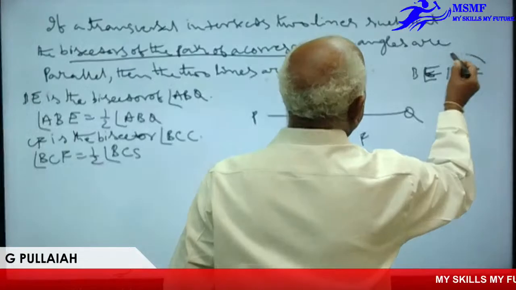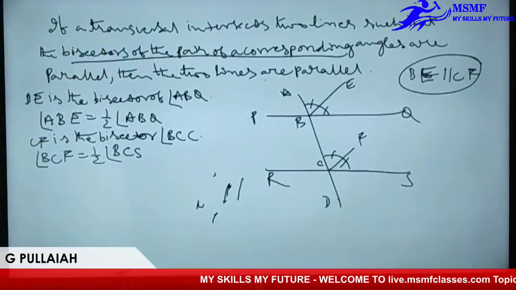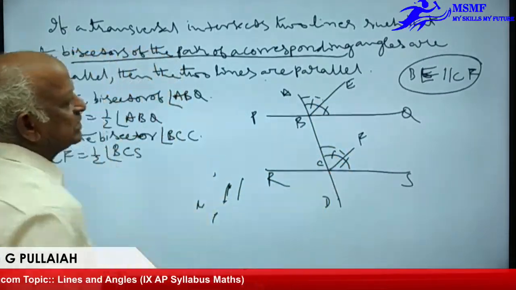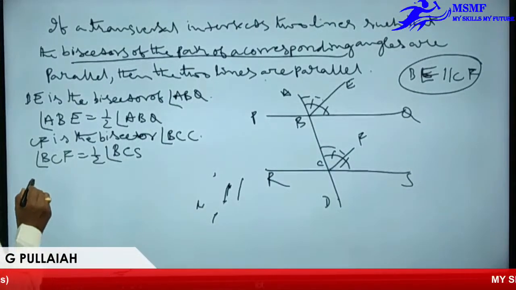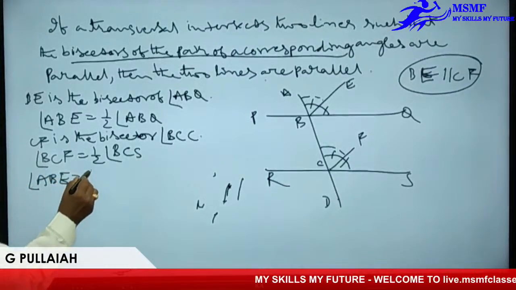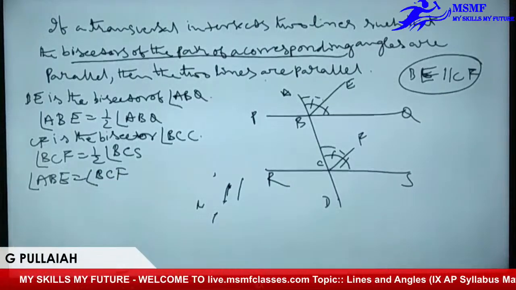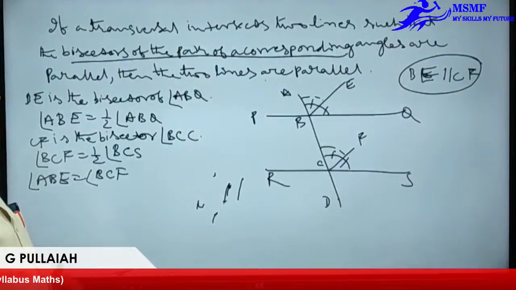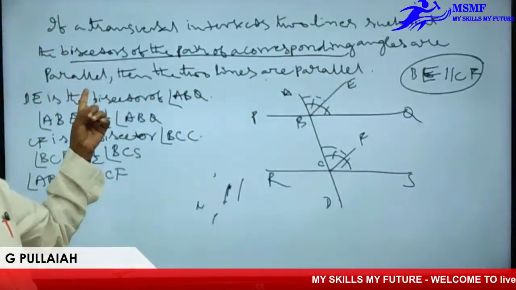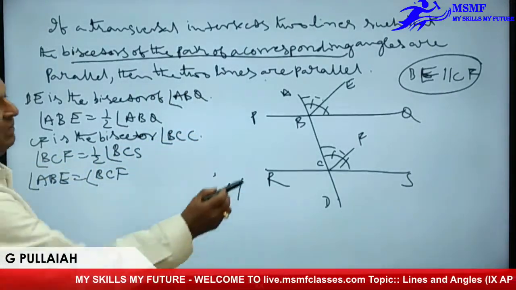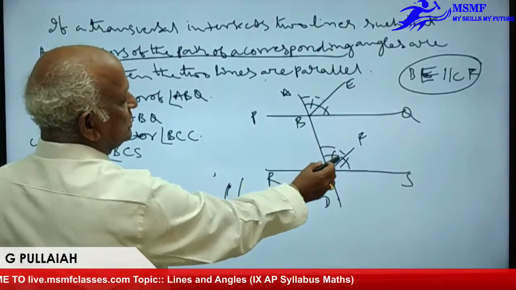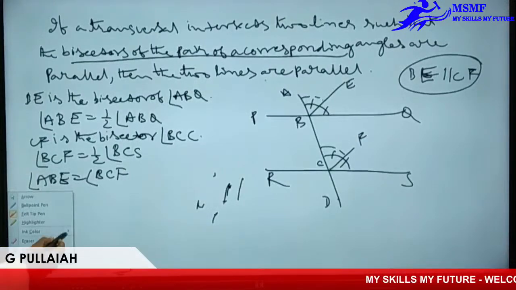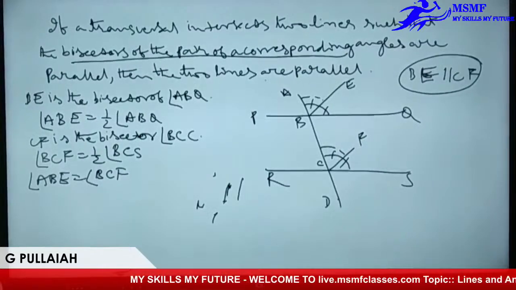Now what is given? They gave that BE is parallel to CF. If BE is parallel to CF, observe BE and CF: these two are the corresponding angles. Because they are parallel, we can say angle ABE is equal to BCF. Why is ABE equal to BCF? Because it is given that the bisectors of the pair of the corresponding angles are parallel. Because BE and CF are parallel, these two are the corresponding angles and the corresponding angles are equal. Therefore, you can say ABE is equal to BCF.